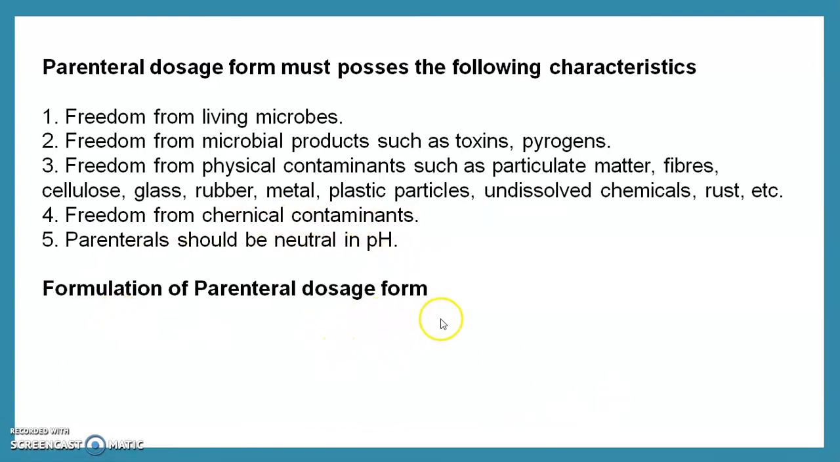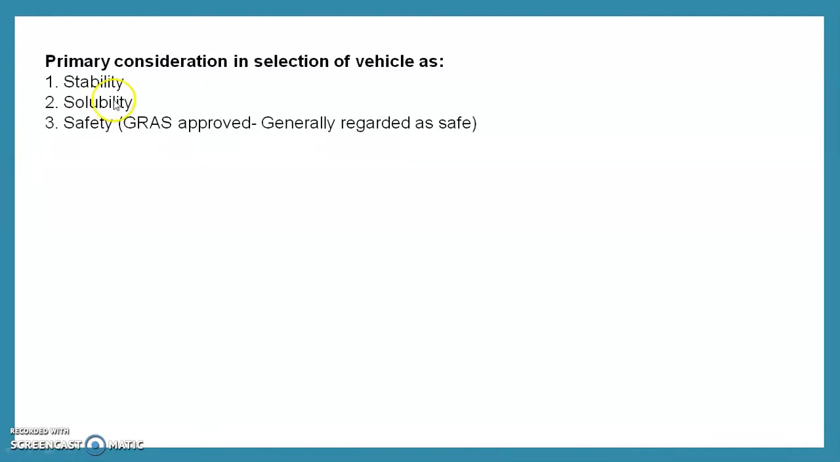The formulation of parenteral dosage forms consists of medicaments, vehicle and additives. Then we see the primary considerations in selection of the vehicle: stability, solubility and safety.